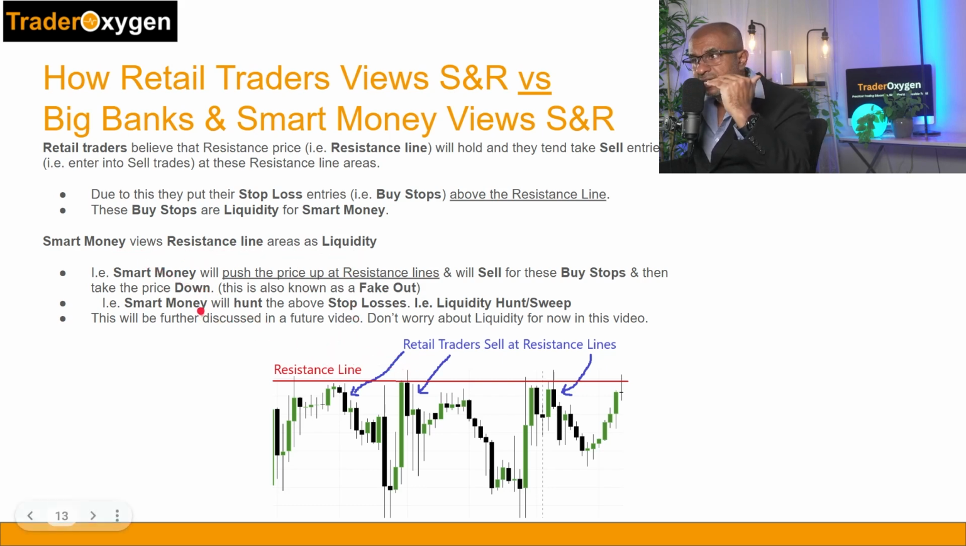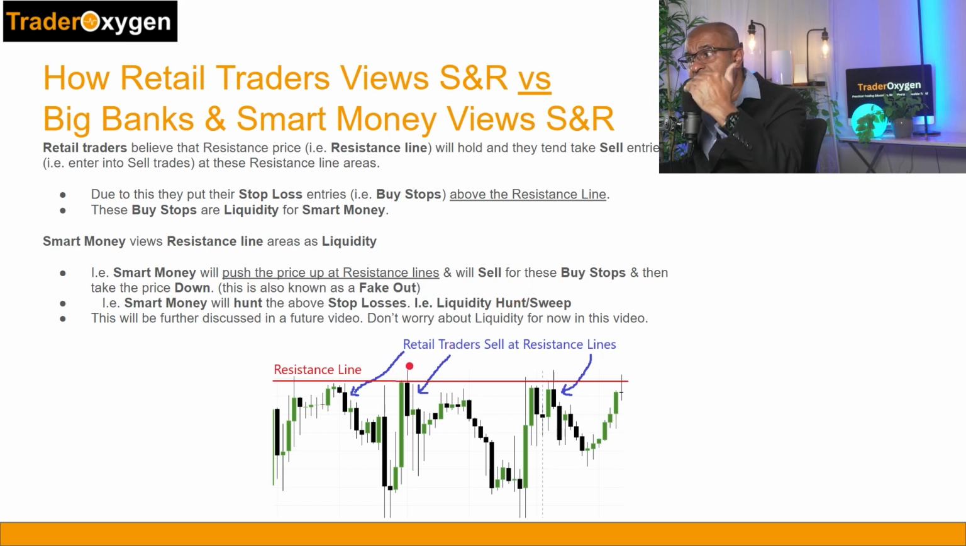What that means is smart money and big banks and basically the algorithm will push the price up at the resistance line. So as you can see in this resistance line, the price has been pushed up in a wick. That's how a wick is being made. So the algorithm will push the price up, and then it gives the opportunity for smart money and big banks to sell in large quantities for these buy stops.